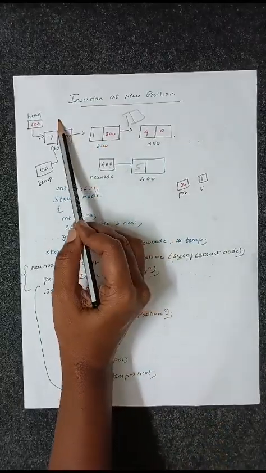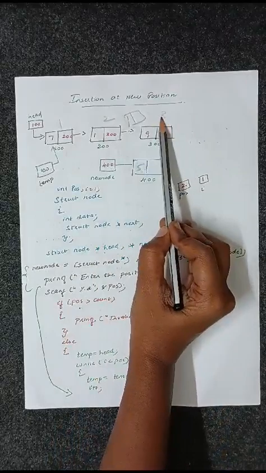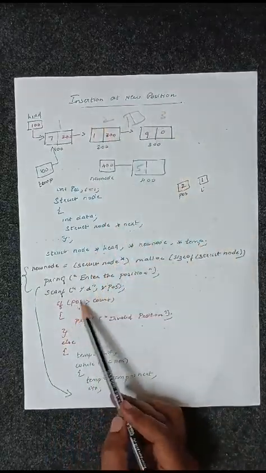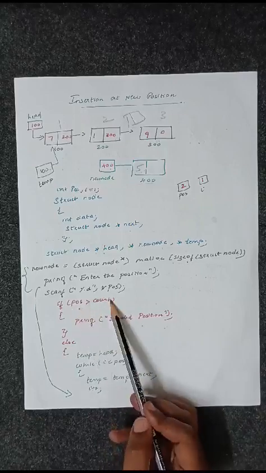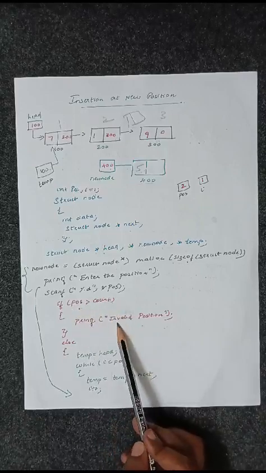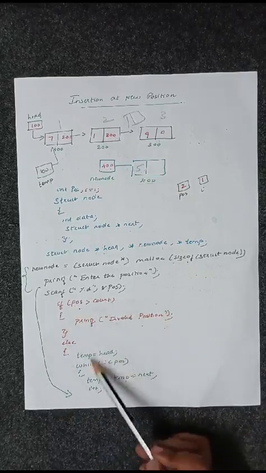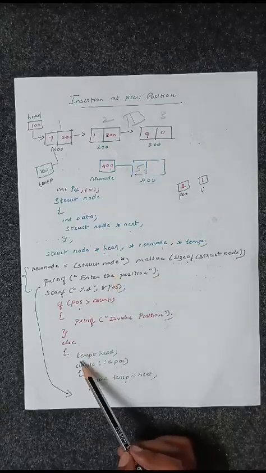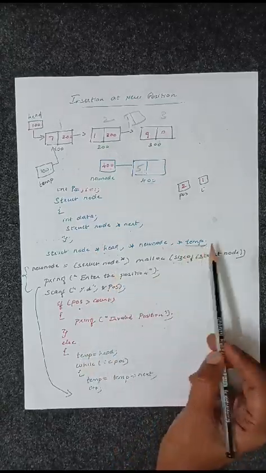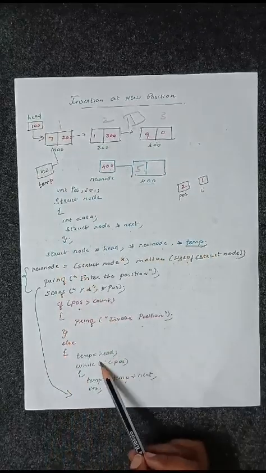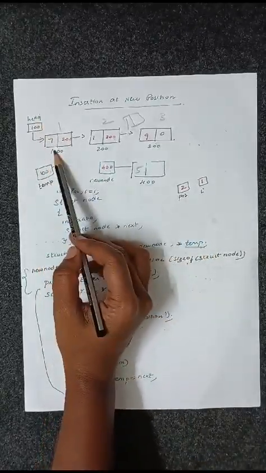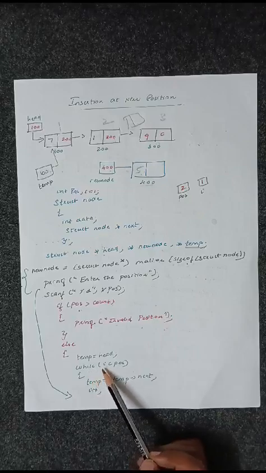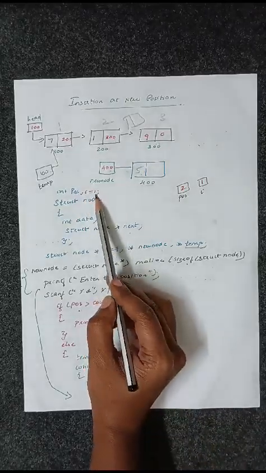So for example, this is my position 1, position 2 and position 3. Now if I want to insert between 2 and 3, I have to check whether the position is greater than the count. If the position is greater than the count, you can report it as an invalid position, or else you can update the pointers. Now initially I'm creating another pointer temp. My head and temp are pointing to the initial node, 100, the first node.